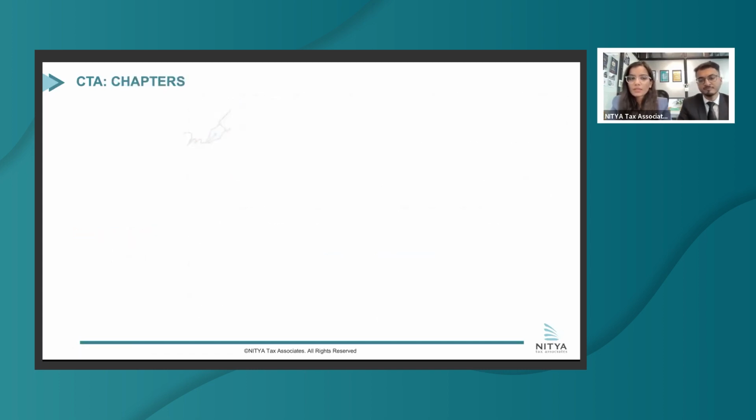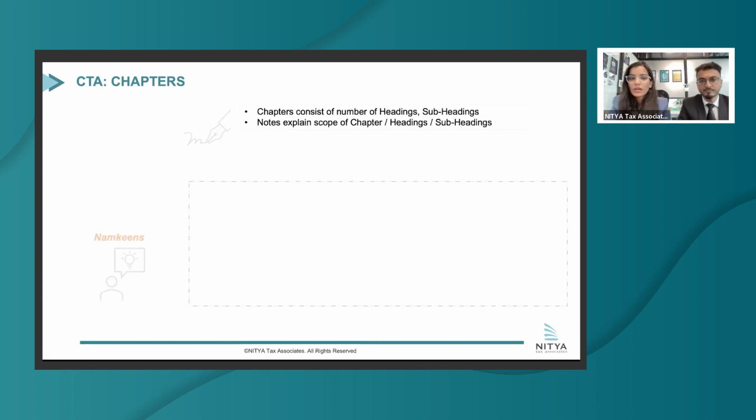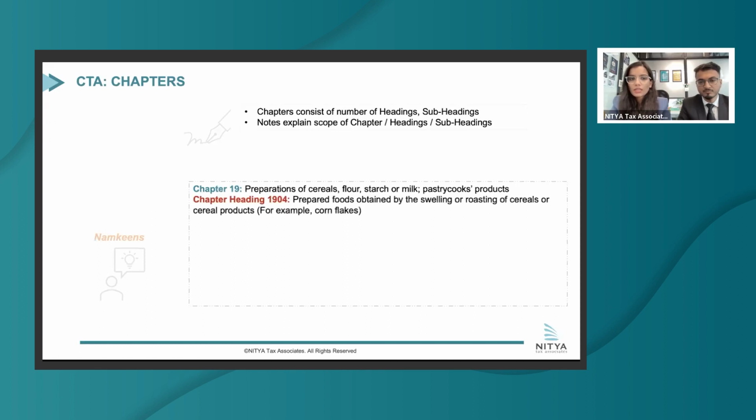Similarly, as we discussed the relevance of section notes, even chapter notes aid in classifying the goods. Chapter notes consist of the description and scope of the chapter, heading, subheading, and again a chapter contains a number of headings, subheadings, etc. To understand this, let's take an example of namkeen. Chapter 19 covers preparations of cereals, flour, starch or milk, pastrycooks' products. So basically it covers all the preparations of cereals. Then heading 1904 covers prepared foods obtained by the swelling or roasting of cereals or cereal products.